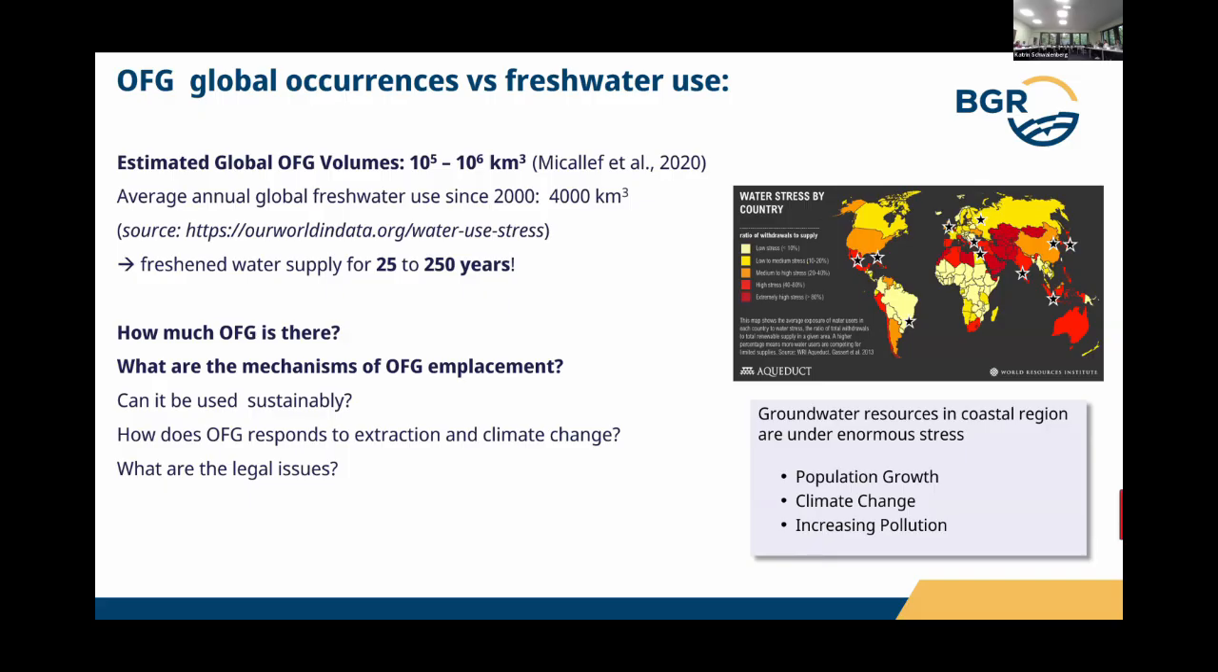The motivation should be quite clear. Most of the world population lives close to coastlines. There's lots of overuse, there are mega cities, and there's lots of industry along coastlines. So the pressure is high on groundwater due to population growth, climate change, and increasing populations.